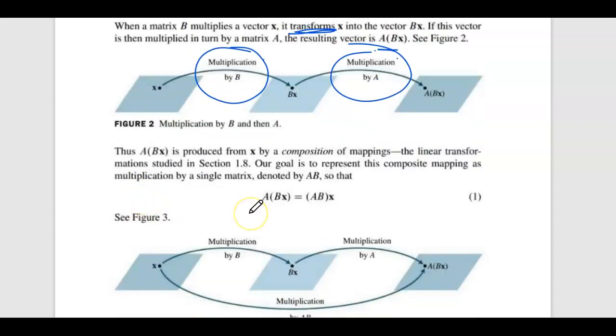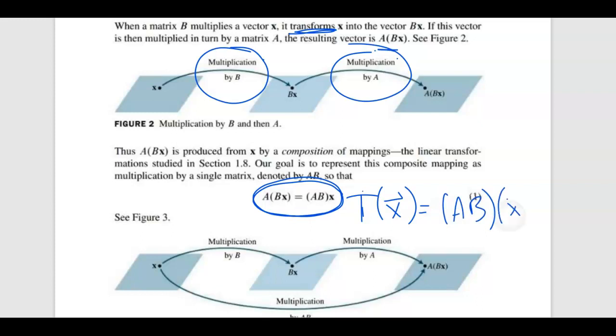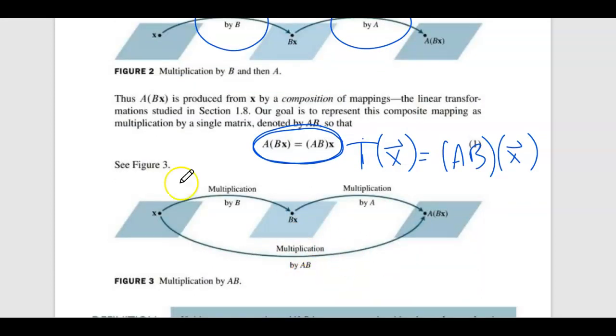Now notice that this is a composition of mappings. We talked about composition functions back in college algebra and your calculus series. So a composition of mappings means that first you're going to work on the inside piece on x and then the outside piece. But it is also true that you can multiply A and B together, and then that becomes the transformation on x. So in this case, that transformation on vector x is AB, and then multiplied by x, and you can see that here.